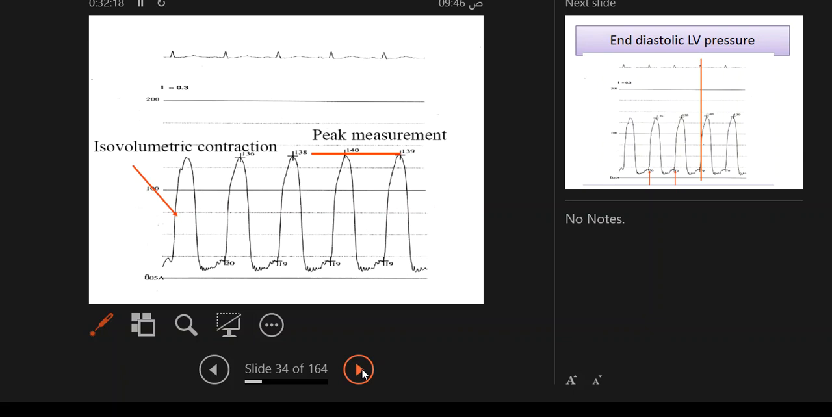This is what we call peak measurement of pressure. Okay? You know that when we measure, we have a peak measurement. When we come to say, for example, a pressure gradient, it is peak to peak. Peak ventricle to peak artery, whether the aorta or the pulmonary. That's the pressure gradient, if there is a pressure gradient.